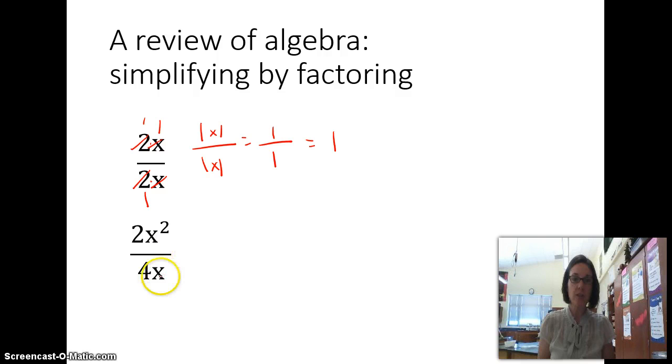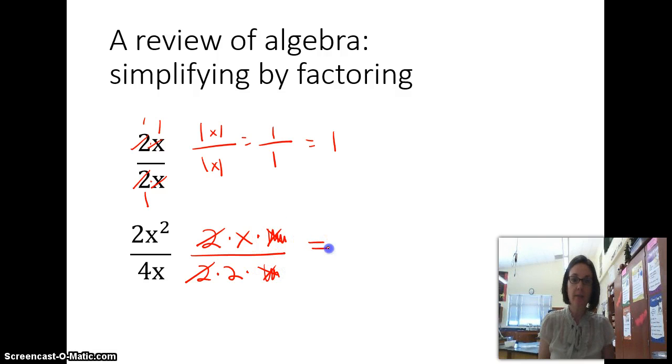Then we could factor this one out because it's a little bit more complicated. We have 2 times x times another x. That's what the squared means, is we're multiplying x by itself. Then we have 4, which is 2 times 2, and then we have that multiplied by a single x. So one of these 2's can divide out one of these 2's. One of these x's can divide out one of these x's.